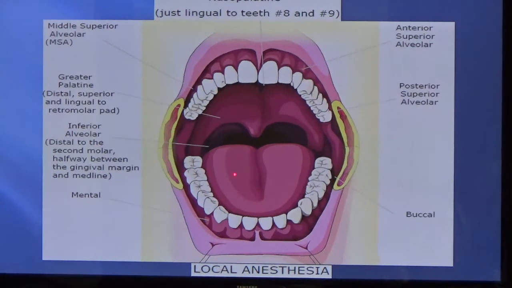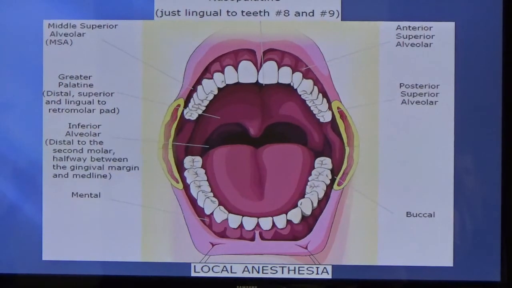And you guys have this picture here. So much stuff. PSA, behind the second molar. MSA, apex of the second premolar. ASA, apex of the canine. Greater palatine and the incisal palatine or nasopalatine.